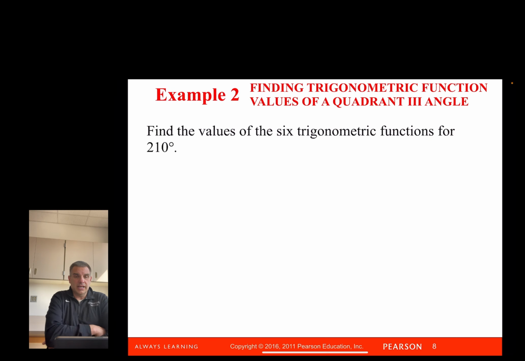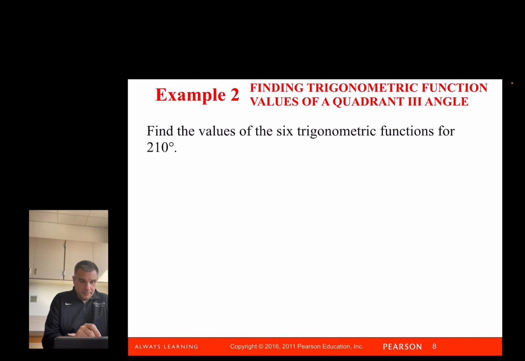Okay, so the next thing, so that's finding reference angles. Now you can do this for positive or negative angles. Just make sure you go the opposite direction again and remember where that terminal side is. So how are we going to use this? Well, we're going to use this to help us find exact trigonometric functions for different angles. So we're going to find a 210 degree angle. So it says find the values of the 6 trigonometric functions of 210 degrees.